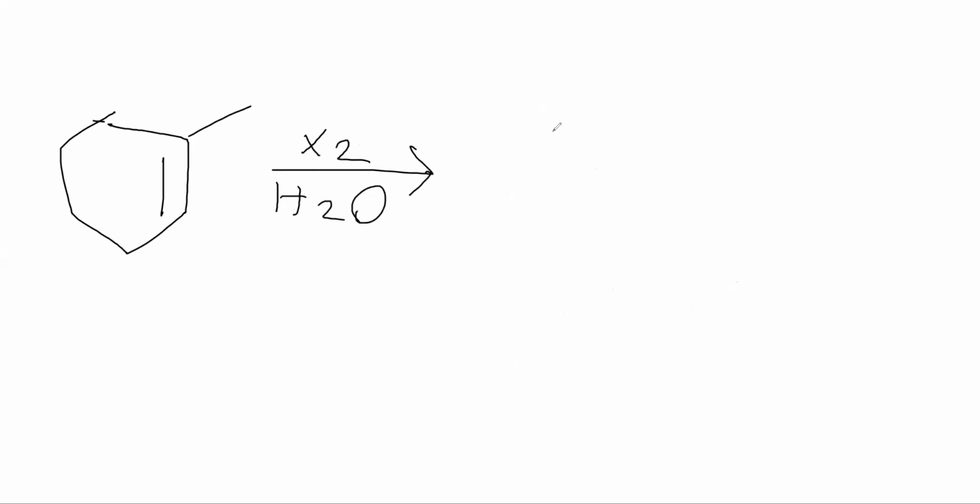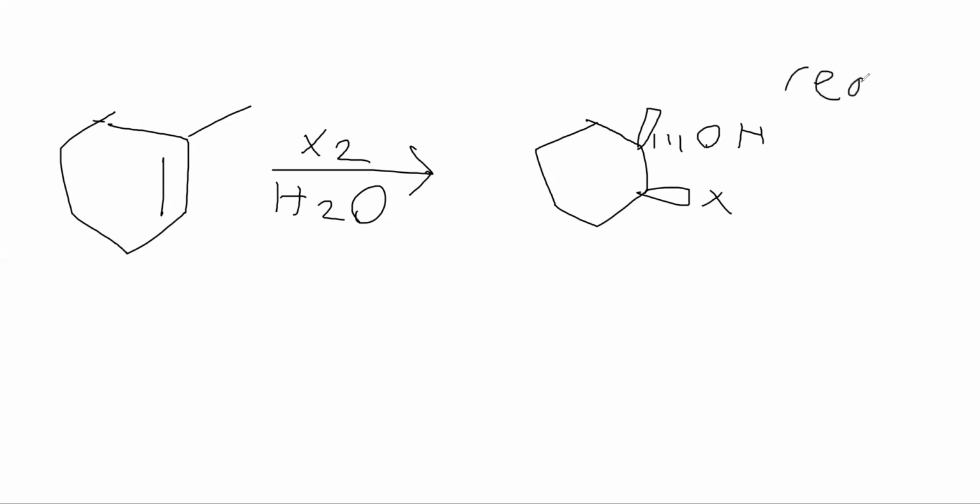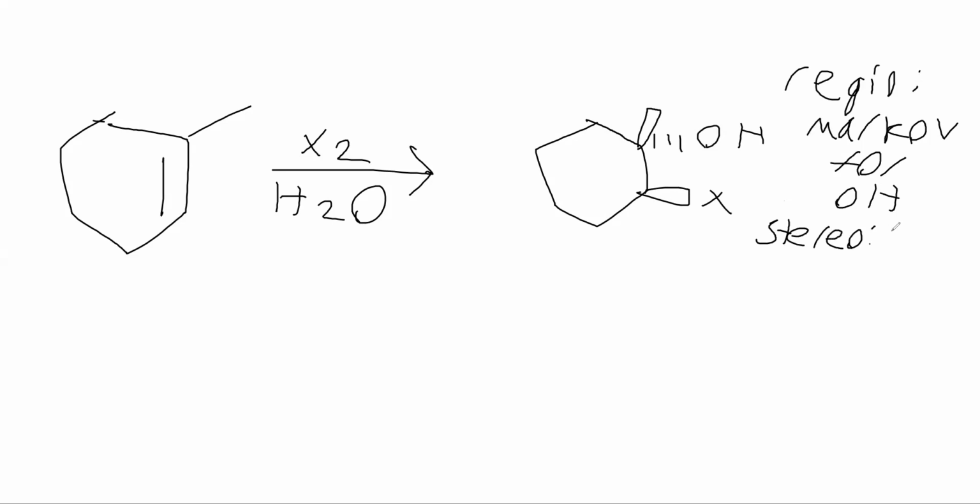And we add X2 and water. This is, again, Markovnikov for OH. That's the regioselectivity, and then the stereo is anti because they're trans to each other.